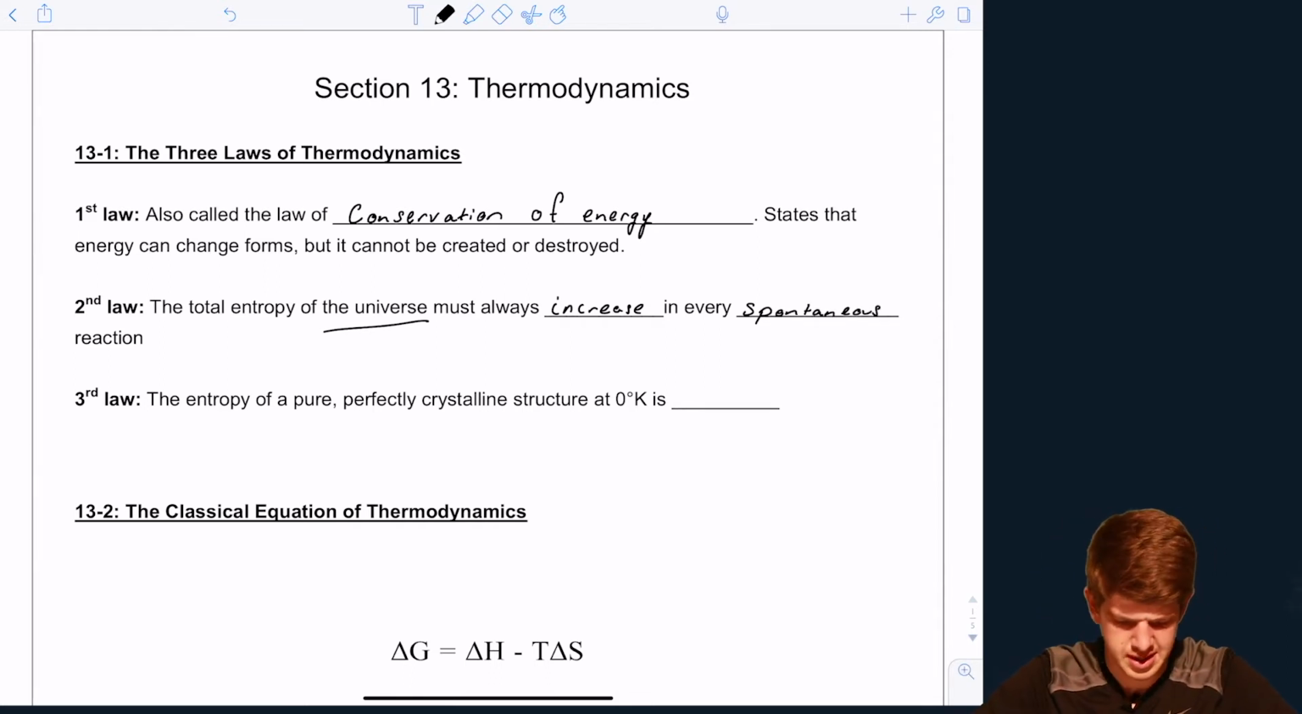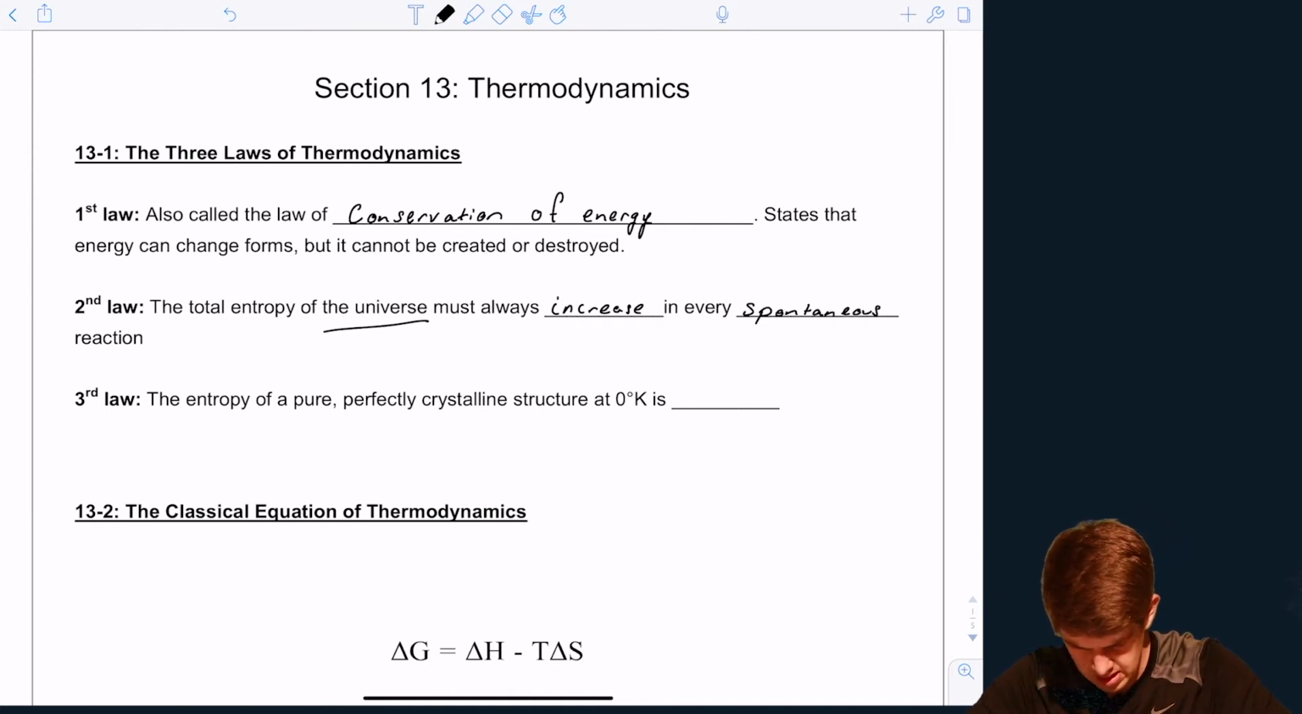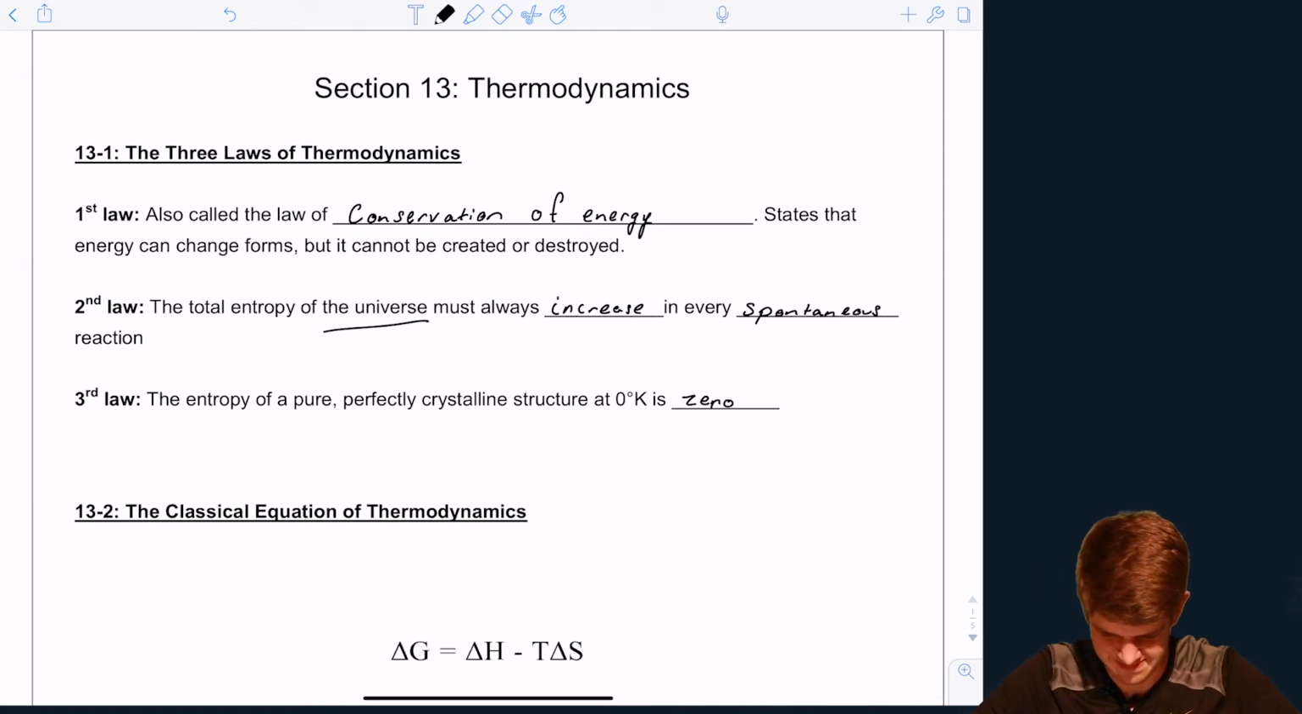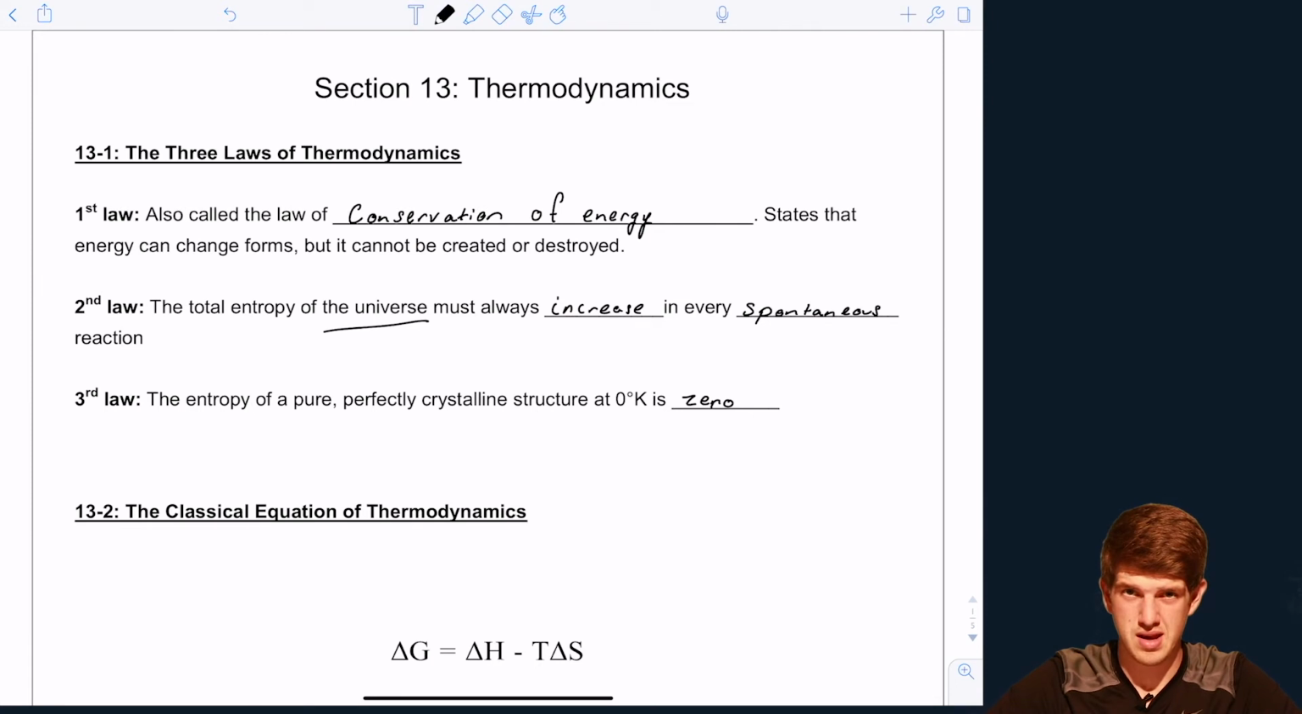And then the third law: the entropy of a pure, perfectly crystalline structure at absolute zero, or 0 degrees Kelvin, is zero. So, brief overview, not very high yield, but now we get into the high yield stuff.